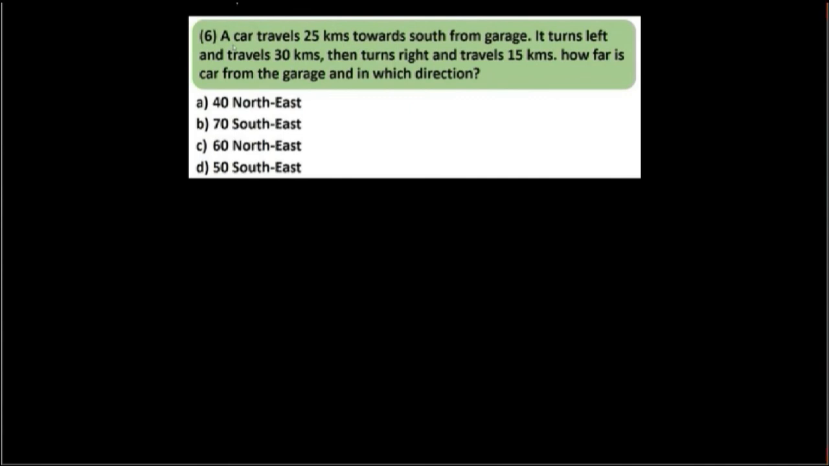A car travels 25 kilometers towards the south from a garage. So for example, if here is garage, then car is traveling to the south, that is this direction, and it travels 25 kilometers. Now it turns to the left and travel 30 kilometers. So if it is facing south, okay, so the left side would be this side. So it travels 30 kilometers and then turns right and travels 15 kilometers. So it turns right again and travels 15 kilometers.